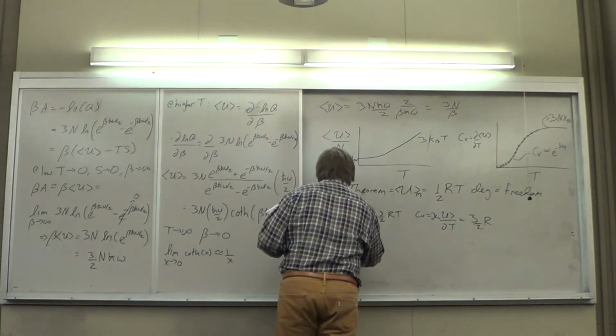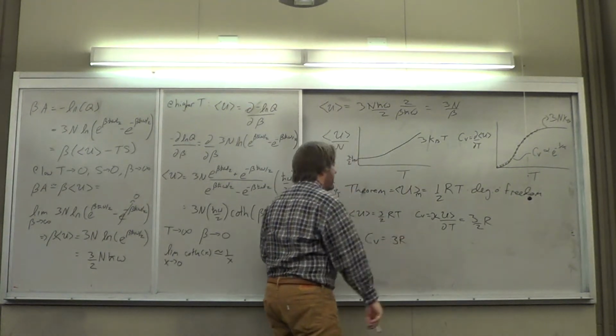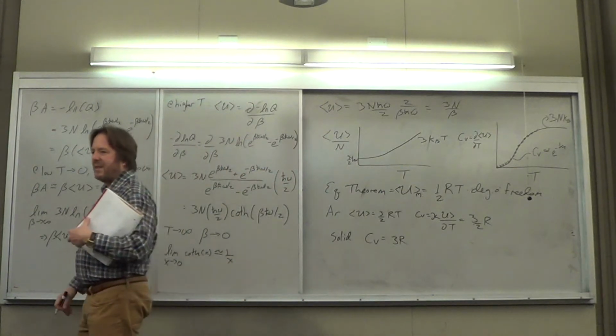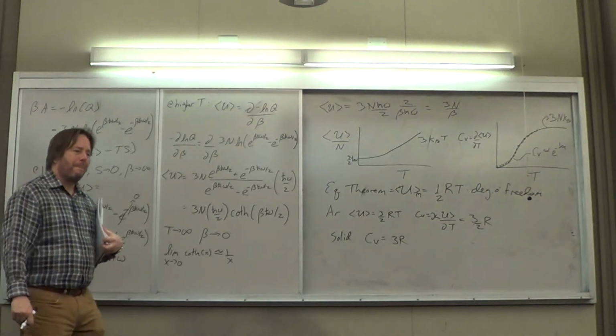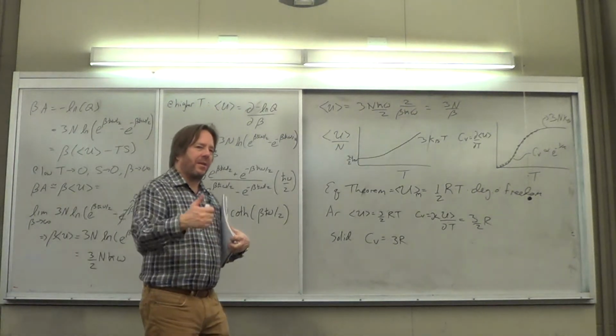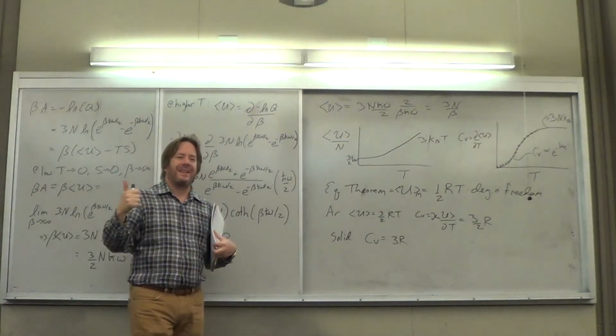A solid, the heat capacity is 3R. How many degrees of freedom is that? 6. 6 degrees of freedom. What are they? Okay, we got 3 translations. Actually incorrect, but anyway, 3 translations. Only 3 values.